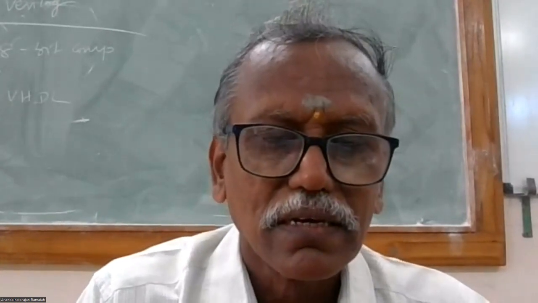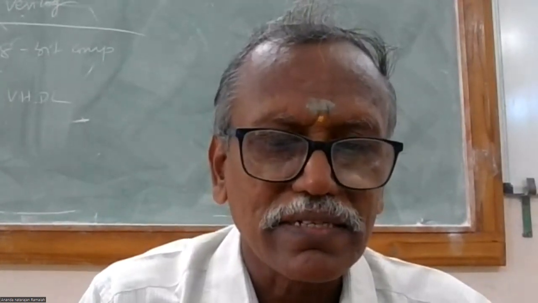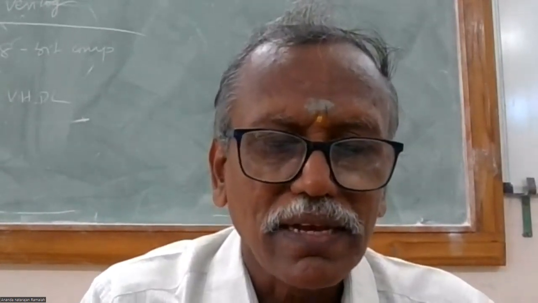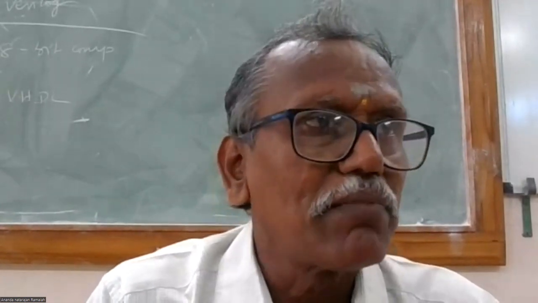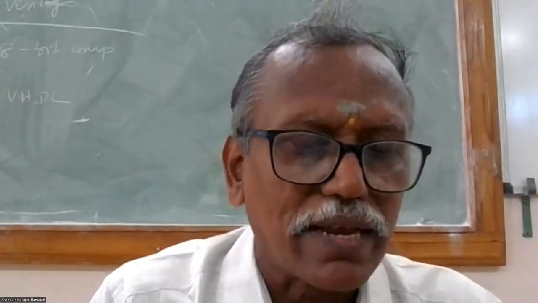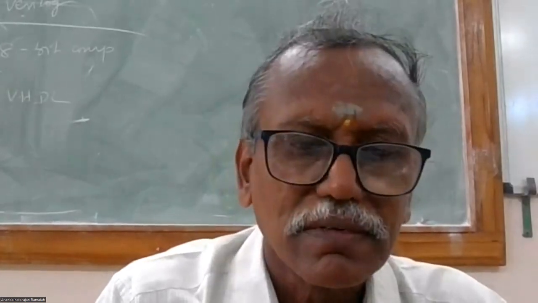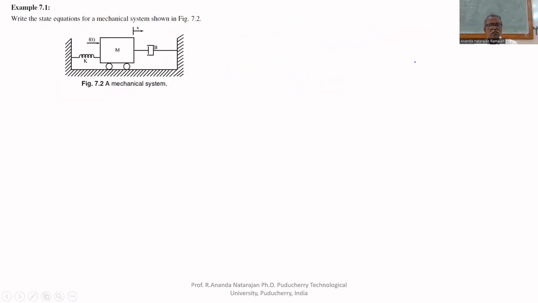Hey, let us see sums on Nichols chart. Then we'll go to that final part, that is state space analysis. That is unit five. How to represent state space model for the given mechanical system.